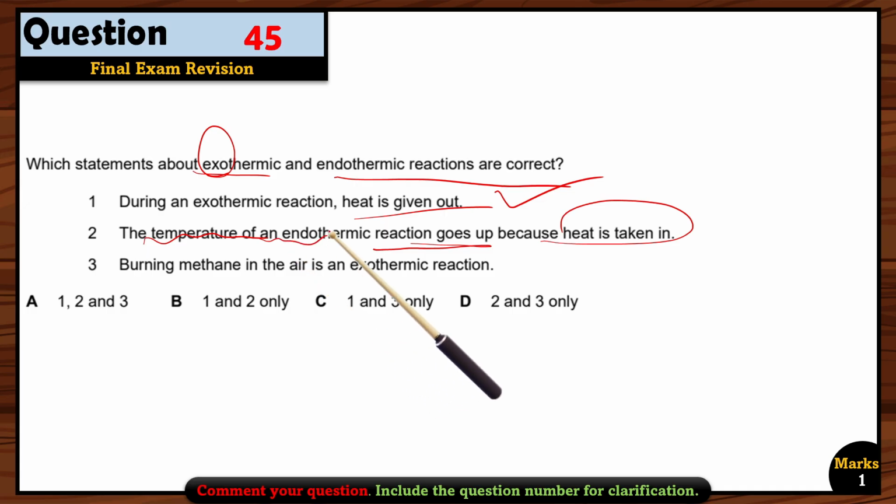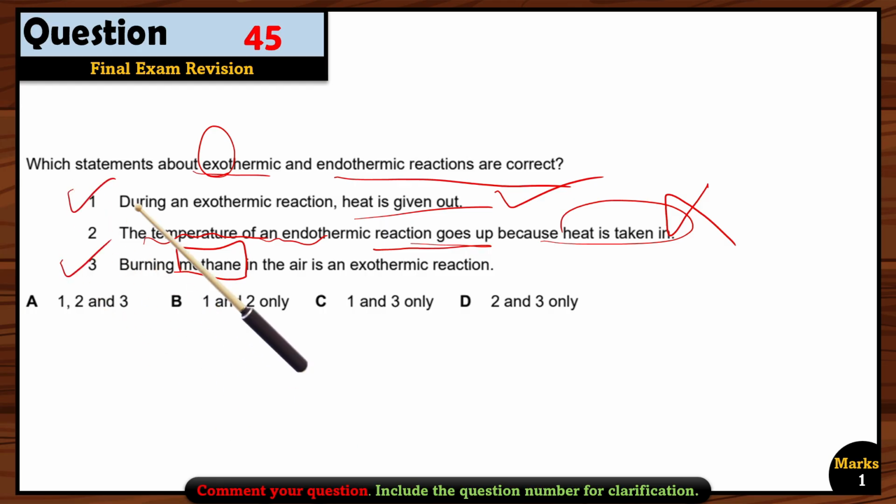So that's why you cannot use the word temperature for the reaction. The reaction heat is actually higher, not the temperature. The temperature is actually for the surroundings. So the surrounding temperature never goes up for an endothermic reaction. So that's why this option is wrong. The temperature is always lower because the heat is taken in. Now the third option, burning methane. Methane, we already know, is a part of natural gas. Whenever you are burning a fuel, the reactions are always exothermic. They give out a lot of heat. So options 1 and 3 are the right options. That is option C. So option C is the only correct option.